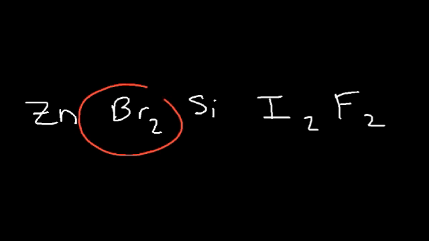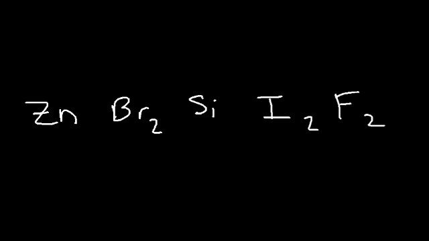Consider these elements: zinc, bromine, silicon, iodine, and fluorine. Now these are diatomic. Which of the following elements is a liquid at room temperature? Is it zinc, bromine, silicon, iodine, or fluorine? Bromine is a red liquid.